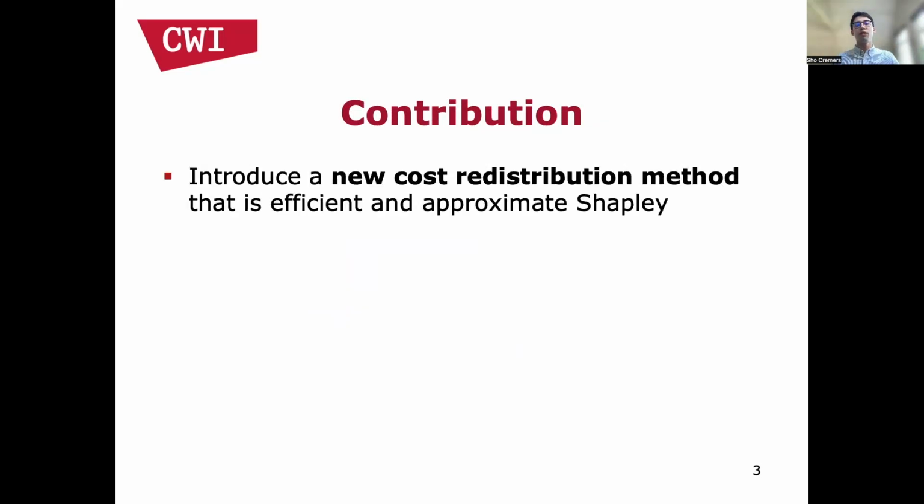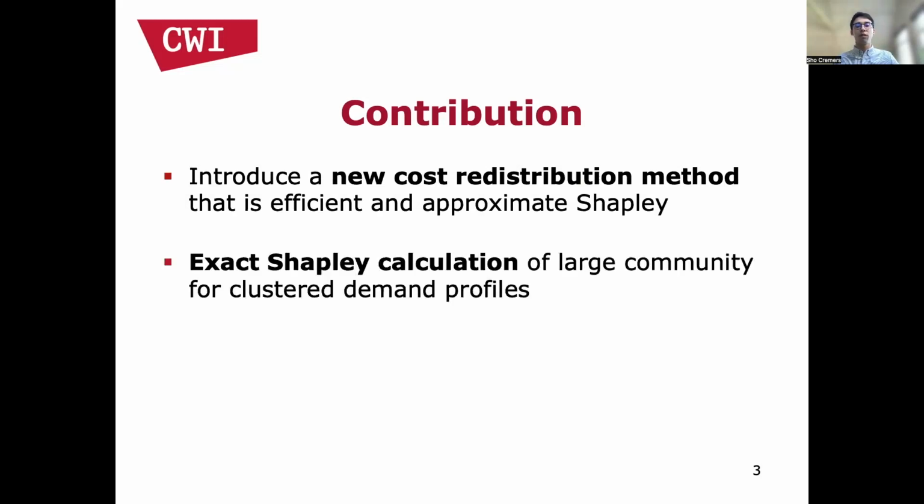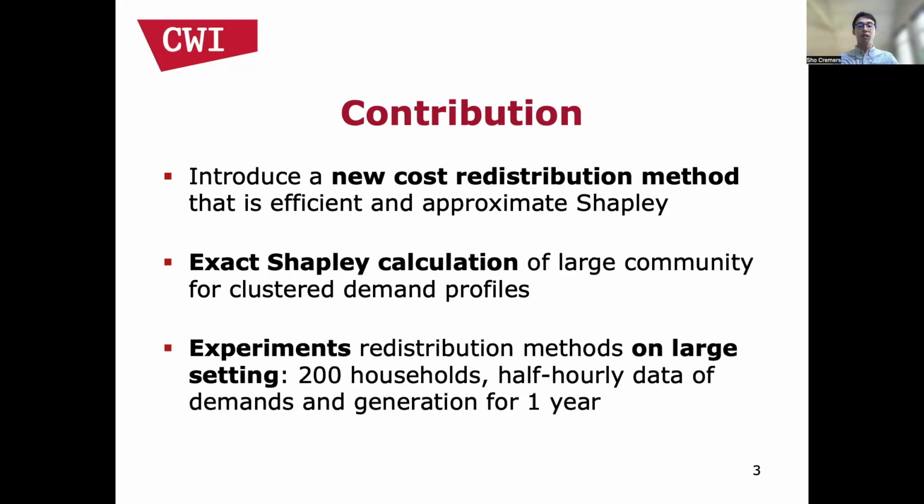So in this study, we introduce a new cost redistribution method that is both time efficient and aimed to approximate the Shapley value well, and compare the performances with existing methods. And to compare the performances, we propose a method to compute the Shapley value of larger communities in a more tractable manner, provided that the agents are grouped into a limited number of demand profiles. The true Shapley value can then be benchmarked as the ground truth to compare the redistribution methods. Finally, we perform experiments on a total of 3 methods, including the newly proposed one, in a large setting with up to 200 agents in the community and energy generation and demand data of every half hour for a whole year.